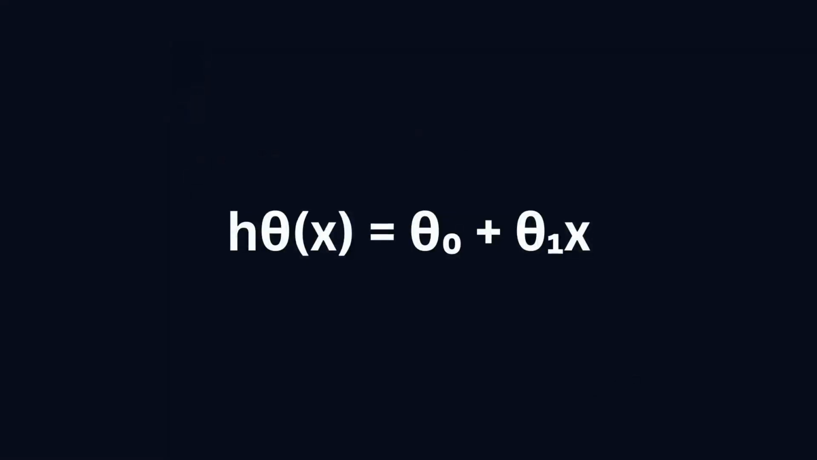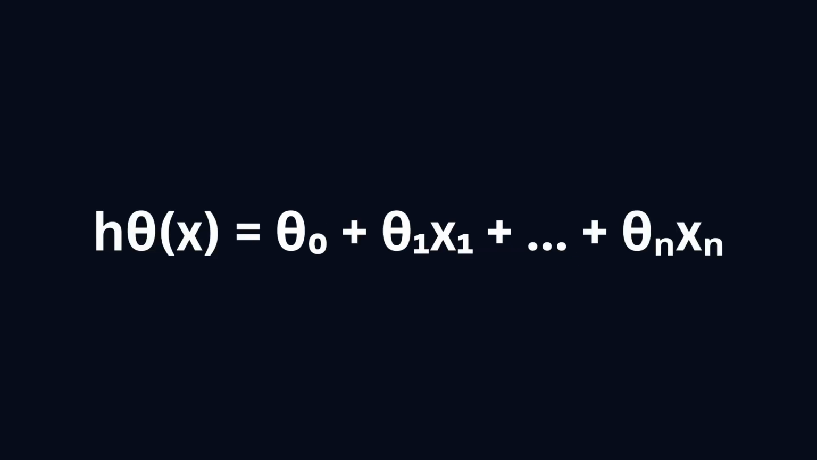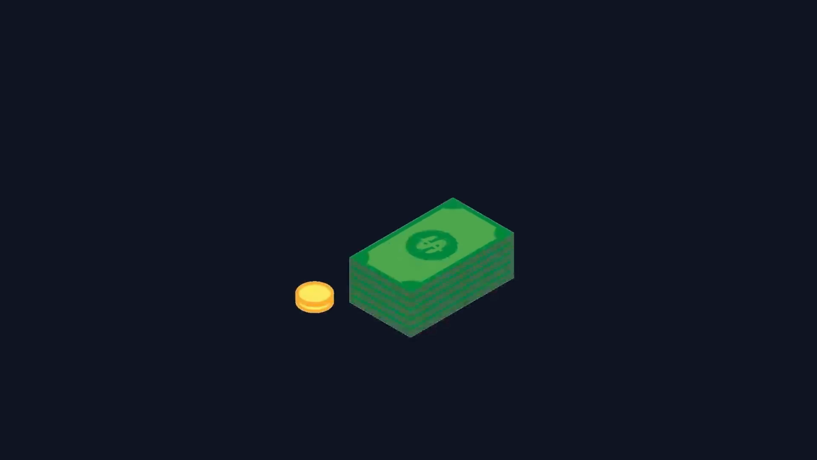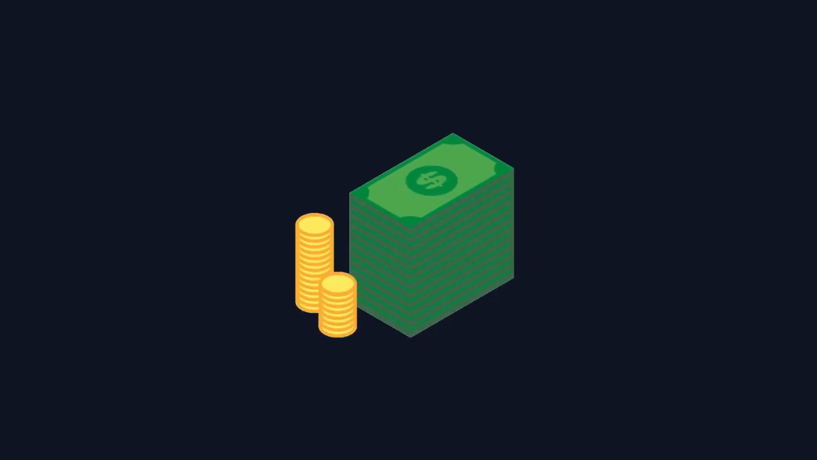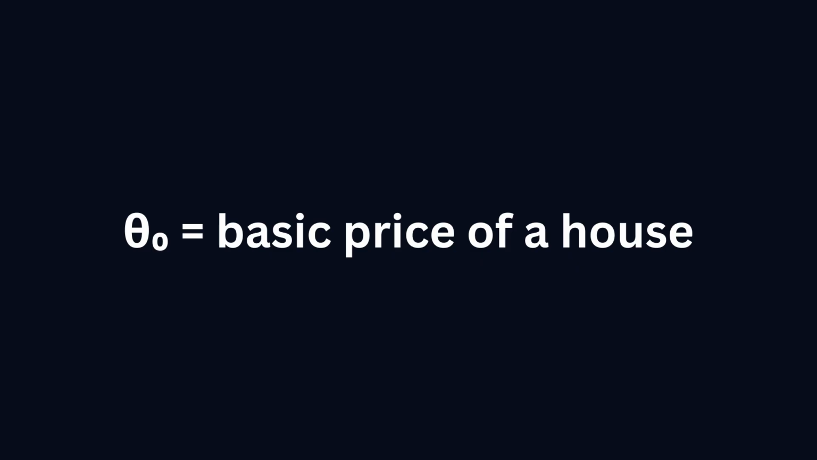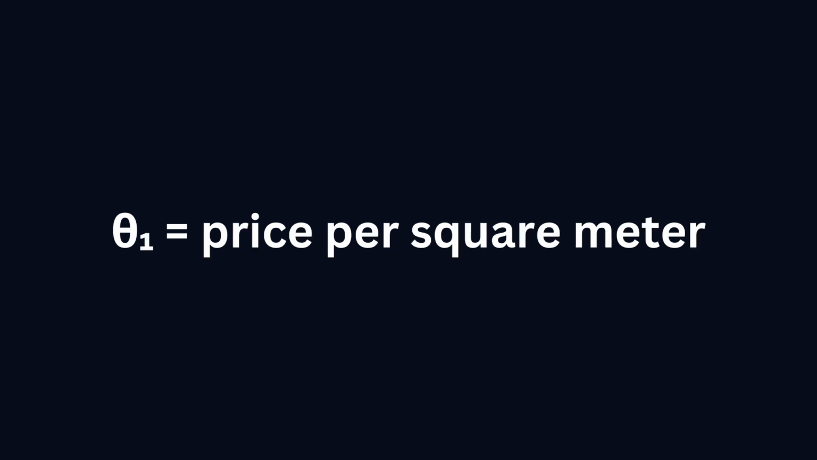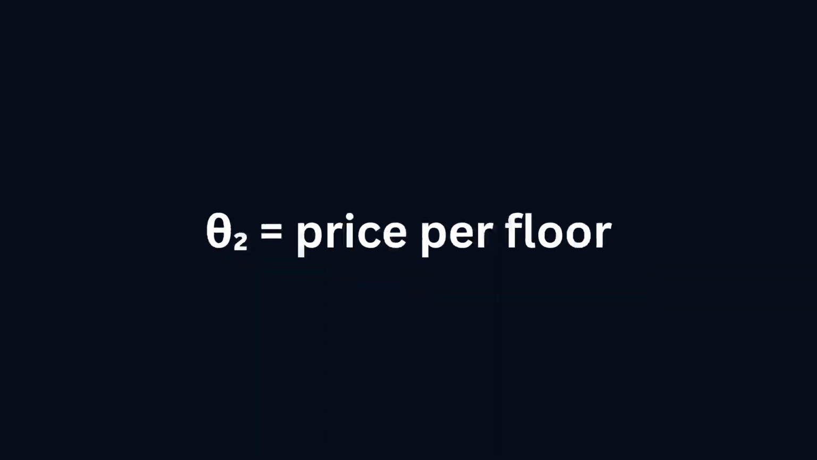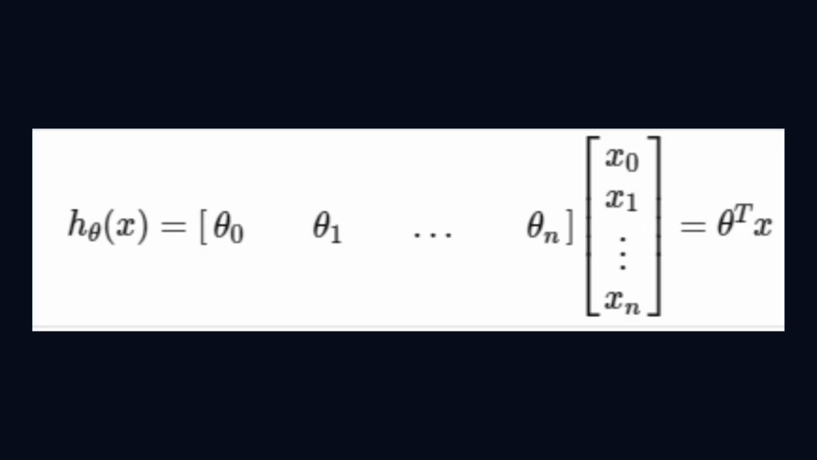Instead of having only theta 0 and theta 1 in our hypothesis, we now have theta 0 to theta n. Going back to the housing price example, for n equals 2, theta 0 might represent the basic price of a house, theta 1 might represent the price per square meter, and theta 2 might represent the price per floor. Also, our hypothesis can be represented as matrix multiplication for x0 being 1.